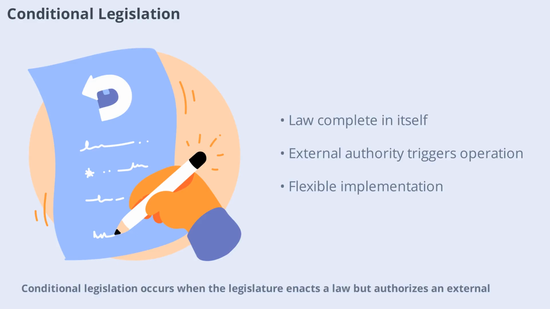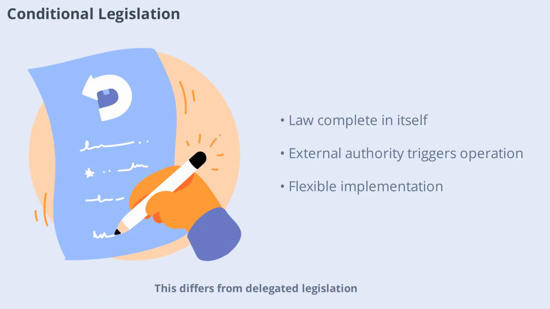Conditional legislation occurs when the legislature enacts a law but authorizes an external authority to bring it into force at a time or place of its choosing. The law is complete, but its operation depends on the fulfillment of certain conditions. This differs from delegated legislation, where the executive fills in the details. Conditional legislation ensures that laws are implemented flexibly, based on administrative needs.